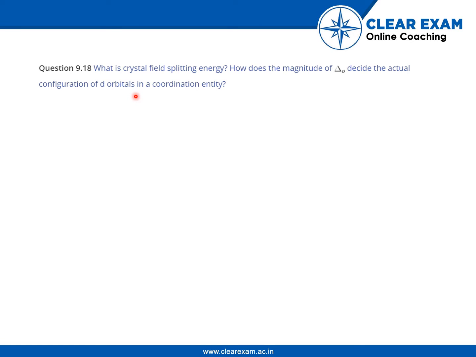Question is, what is crystal field splitting energy and how does the magnitude of delta not decide the actual configuration of d orbitals in a coordination entity?